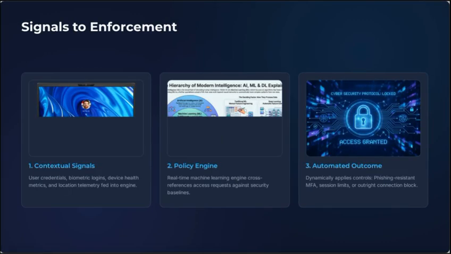When we connect these pieces together, signals move into the policy engine, which computes the risk score and outputs an automated enforcement action. If risk is low, seamless single sign-on occurs. If risk is elevated, passwordless, MFA or FIDO2 authentication is triggered. If risk is critical, the session is terminated automatically.